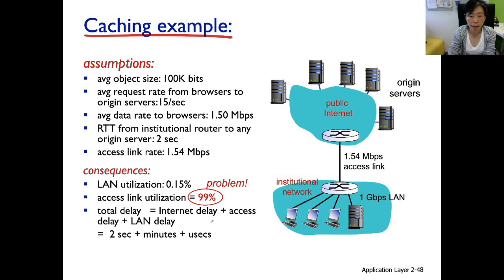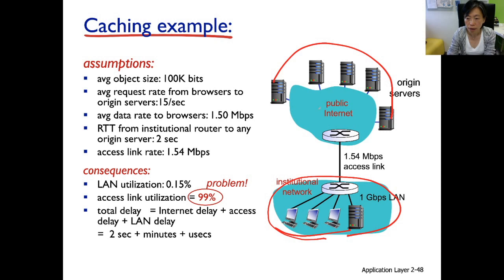Good. The example setting is this. Servers up here, clients down here. So they're part of the institutional network here. And the servers are connected to the public internet. And the internet connects to the institutional network through an access link. Let's assume that the clients here are browsing the web, requesting objects down from the servers.